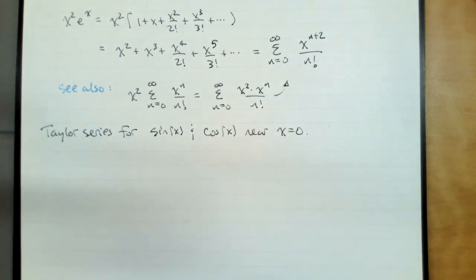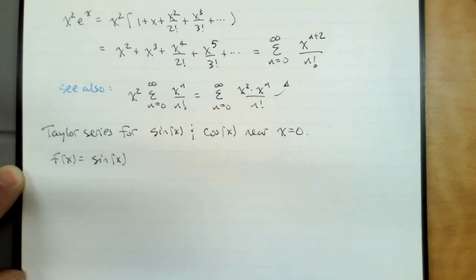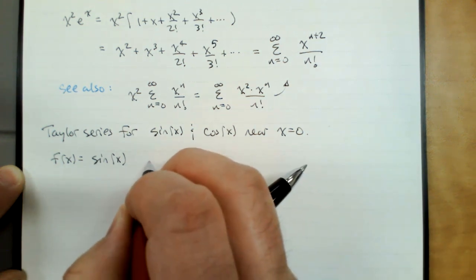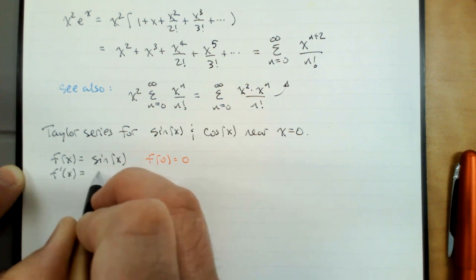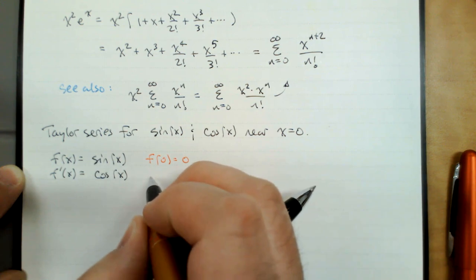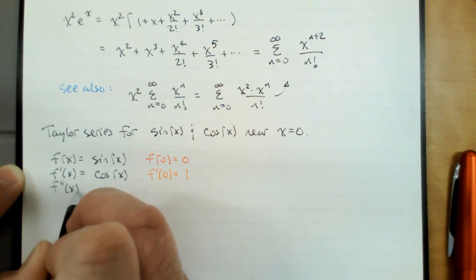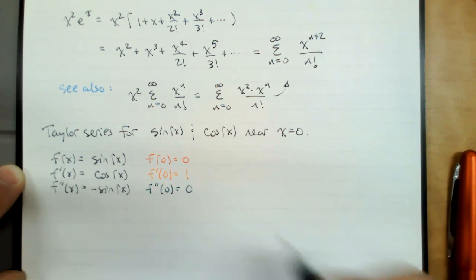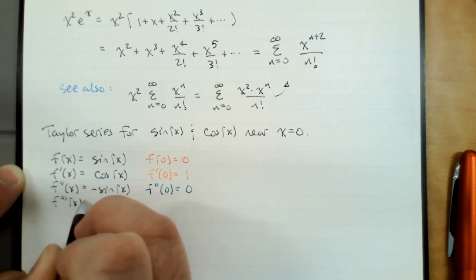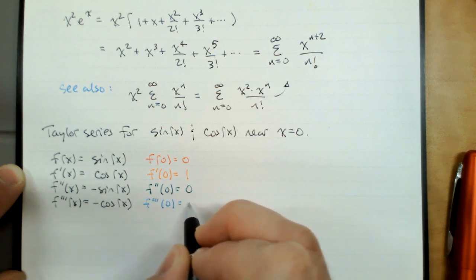So let's start with sine x. The reason I don't want to start with cosine x is the derivative of cosine is negative sine, and I'll drop a sign somewhere and mess everything up. So let's start with our function. f of 0 is equal to 0. f prime of x, the derivative of sine, is cosine, and so f prime of 0 is equal to 1. The second derivative is negative sine, and the second derivative at 0 is 0 again. The third derivative is negative cosine, so the third derivative at 0 is negative 1.